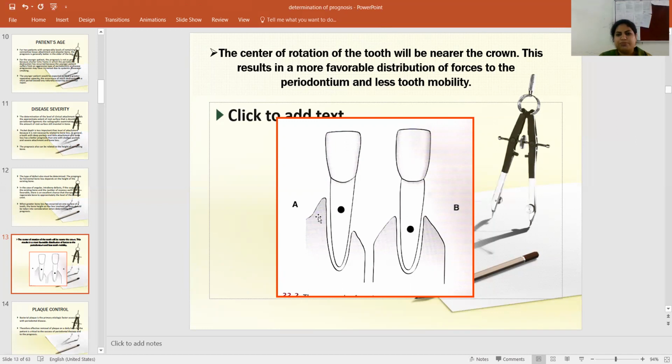A, there will be more bone present and there is horizontal bone loss. And in this case, there is vertical bone loss. So you are going to assess the center of rotation. The center of rotation for A is nearer to the crown. So basically there can be more favorable distribution of the forces. There should be less jiggling forces, less stopping forces. So the prognosis of A will be better than the prognosis of B.